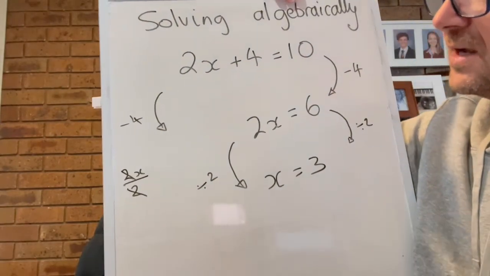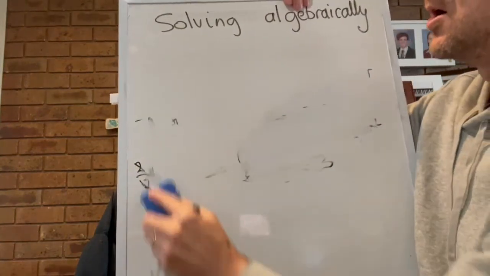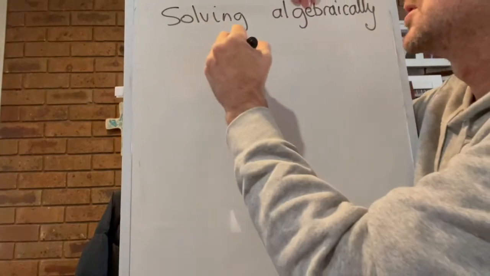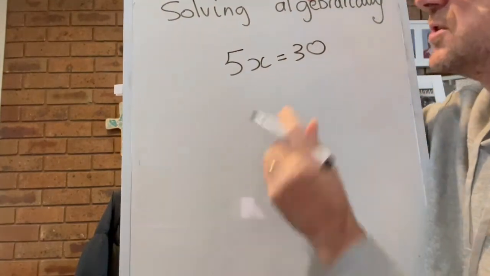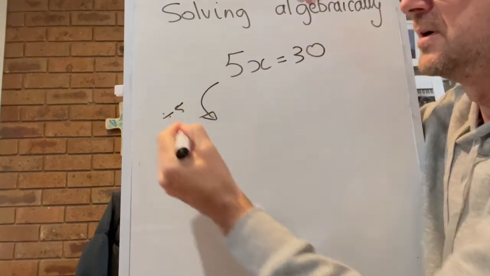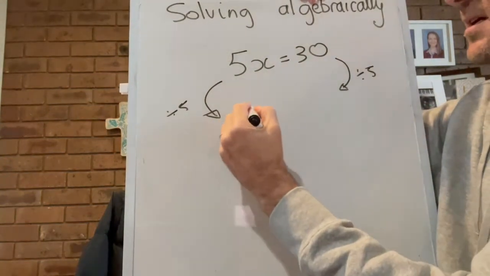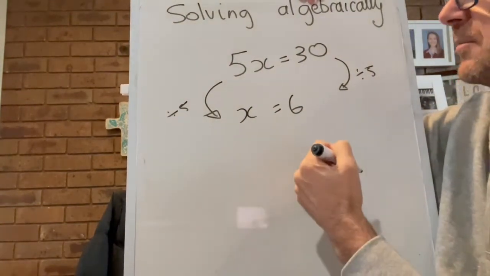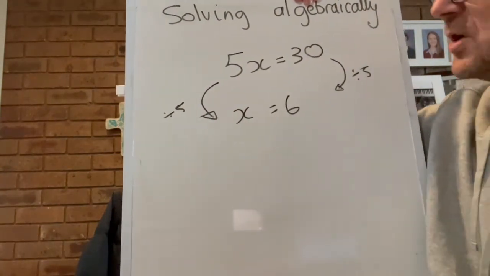Okay, let's have a look at a couple of other examples using that same theory of the balance method. And these are really good because they really show clear working. So 5x equals 30. We want to get rid of the times 5, so we divide by 5. 5x divided by 5 leaves x. 30 divided by 5 leaves 6. And if we put the 6 back into our equation, 5 times 6 does equal 30. So we know that we can check it to make sure that it works.